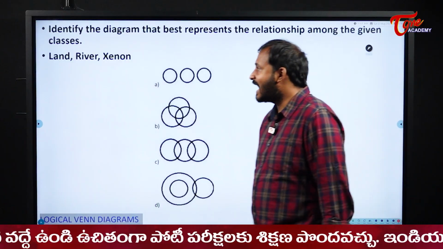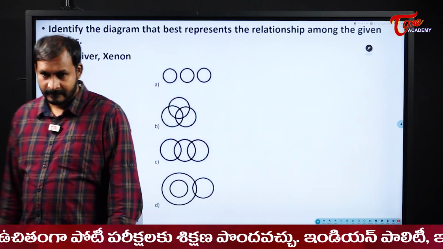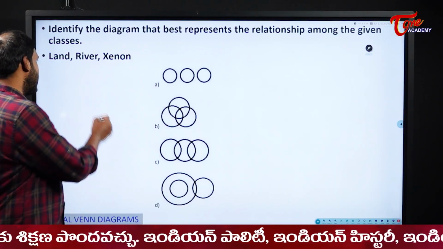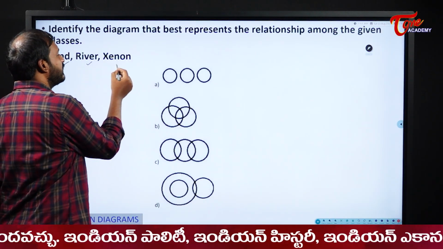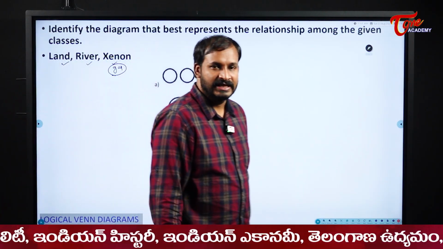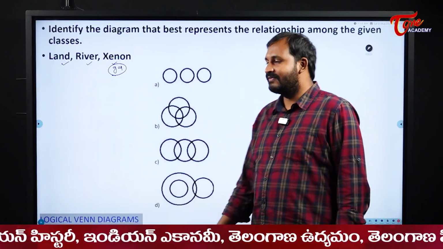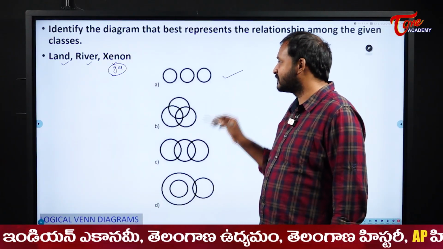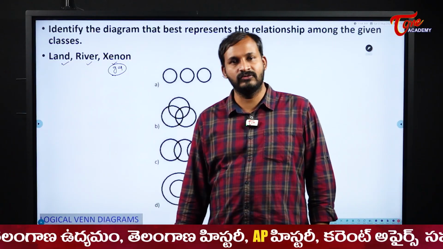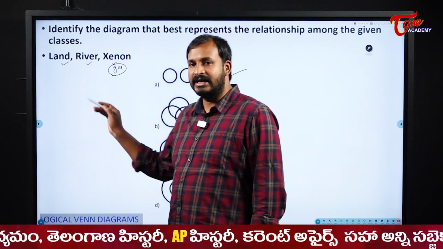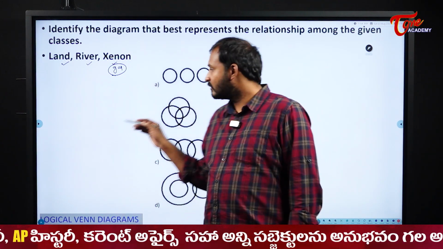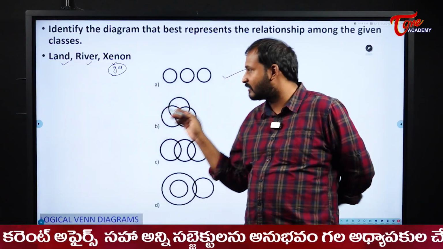Next one. Land, river, xenon. See here students, land is land, river is river. Xenon is a gas, right? If they give directly land, river and gas, you will mark your answer as option A without any hesitation. Land, water and gas. But just to confuse you, they changed a word, that is xenon. Xenon is a gas. So if you know that meaning, you will mark your answer as option A.